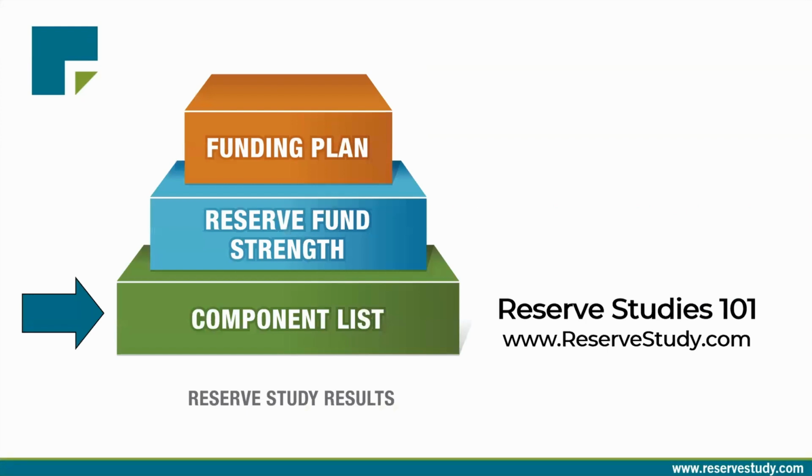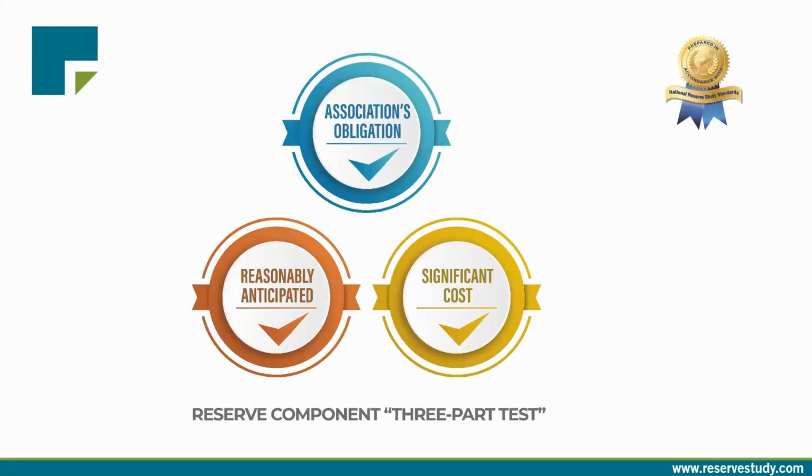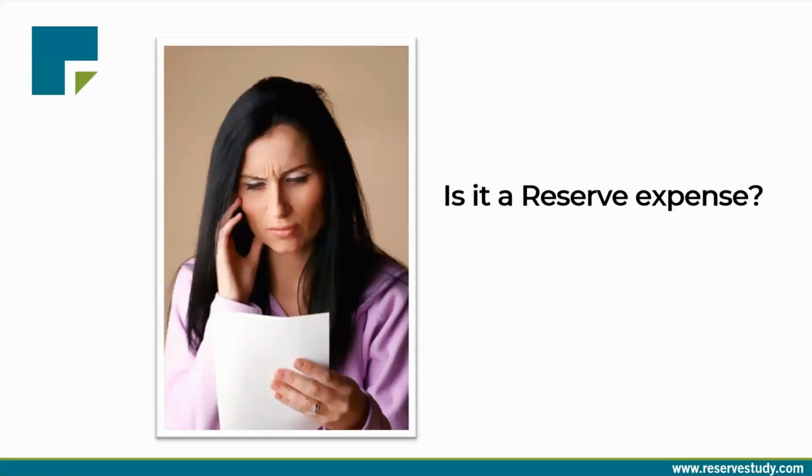Think about it like this. There's a 3-part test that every reserve component must pass. That the item is a common area responsibility, that it can be reasonably anticipated, and that its cost is significant to the association. Every component in your reserve study needs to pass this 3-part test. But let's check back to the questions you face on a regular basis. How do you know if something is a reserve expense or an operating expense?